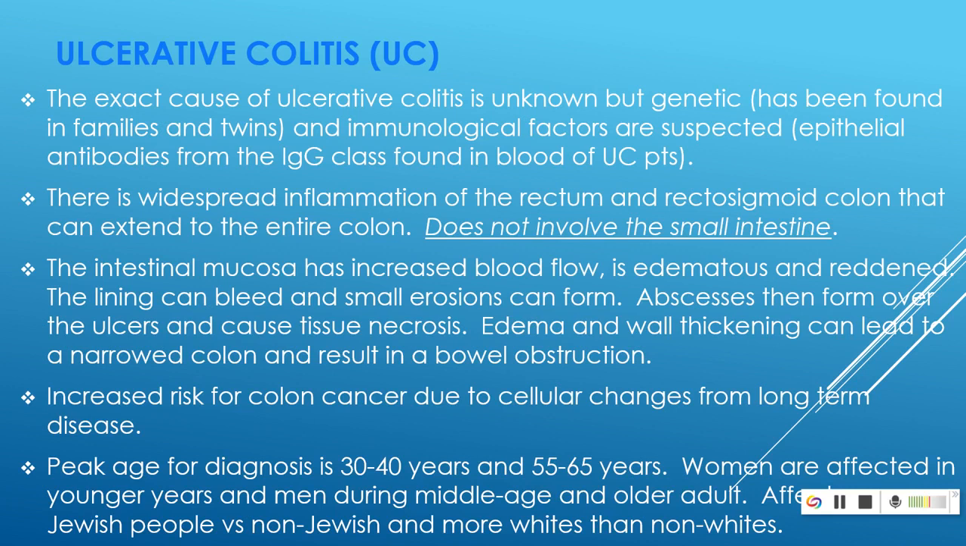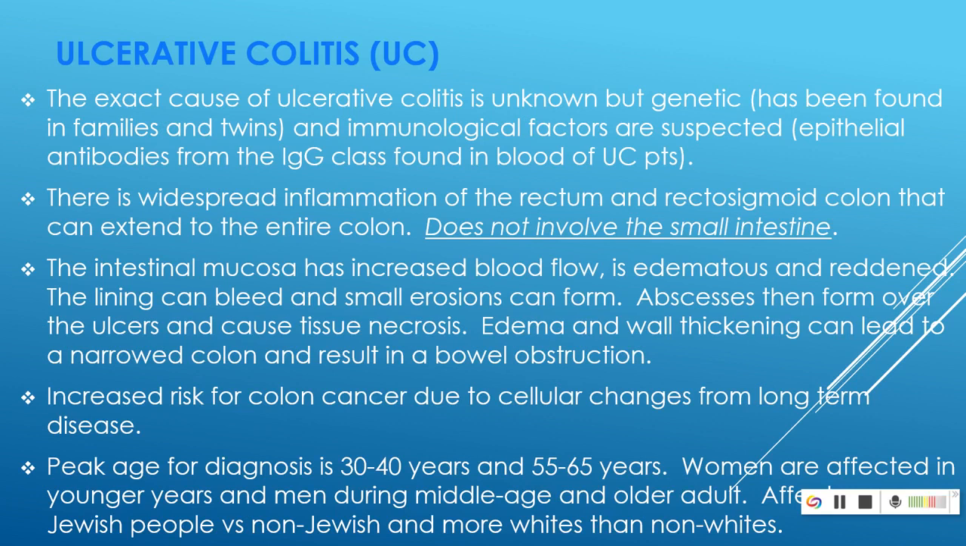So they think it has some genetic components and some immunological factors are suspected. They've found some antibodies in patients with UC that are not found in patients without UC. Ulcerative colitis, as you see. With ulcerative colitis, there is widespread inflammation of the rectum and rectosigmoid colon that can extend to the entire colon. It does not involve the small intestine.